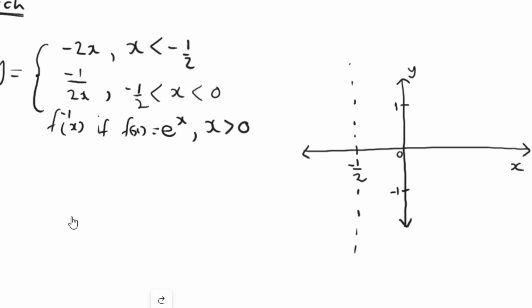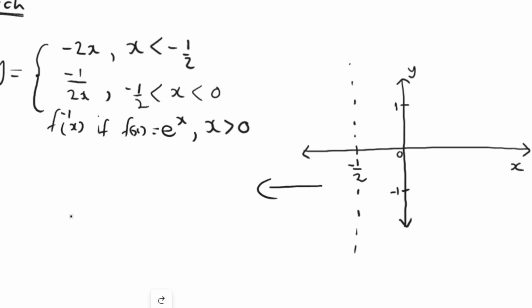Okay, now we're going to sketch this function now. The first one says we must sketch the function that is minus 2x for all the x values that are to the left of minus 1 over 2. For this side, we sketch the minus 2, the straight line that is minus 2x. Okay, so it must touch here, it must come here at 0.